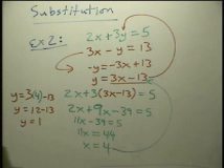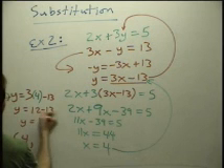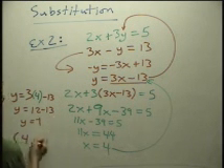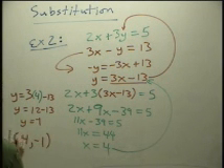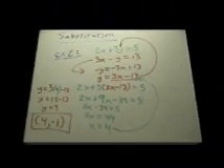And so our solution then is the point (4, 12 minus 13), of course, is negative 1. So our solution is the point (4, -1), just as we found or verified earlier.